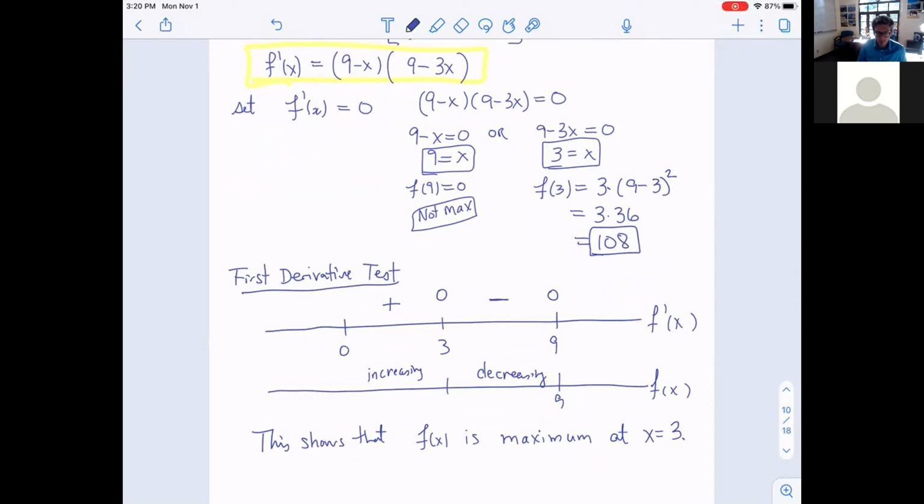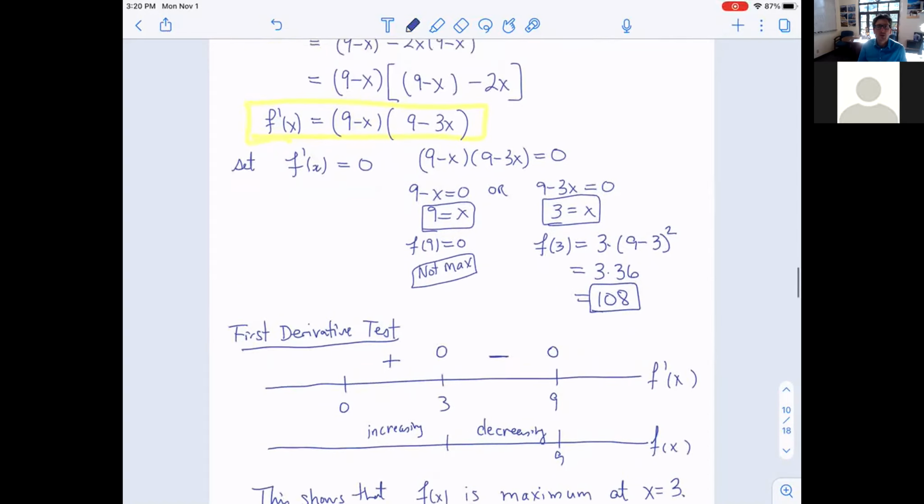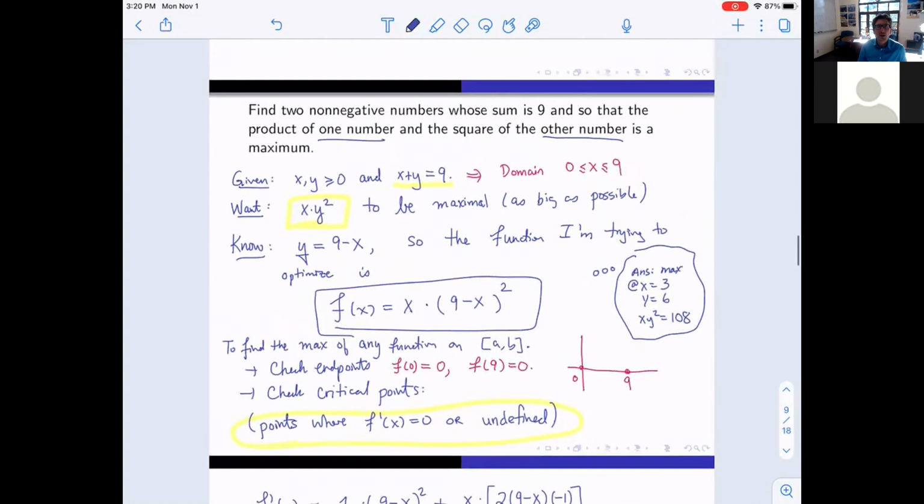So a lot of algebra and careful calculus went into this. But again, I'll just summarize the steps that we had. We wrote down what we were given. We were given two numbers that added up to 9. They were both greater than or equal to 0. We wrote down a function that we wanted to optimize. And we wrote that function as a single variable. And so this is the function to optimize as a function of one variable.